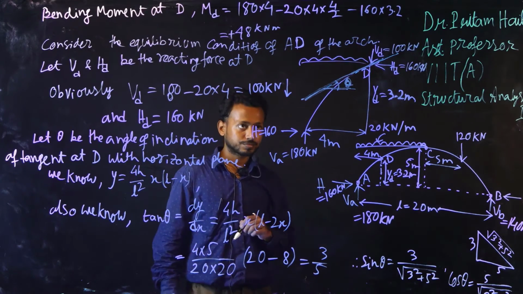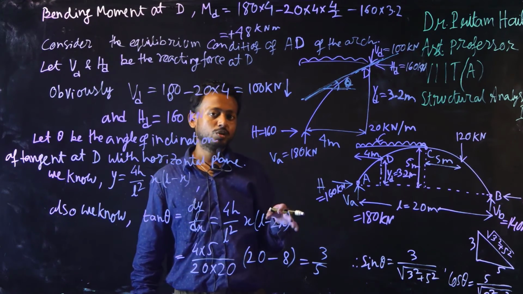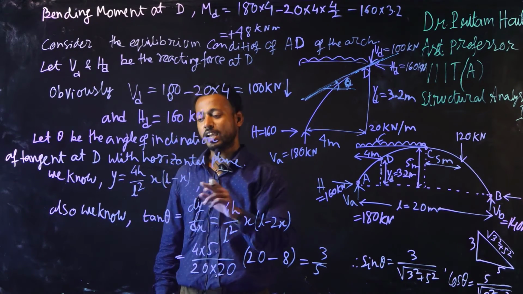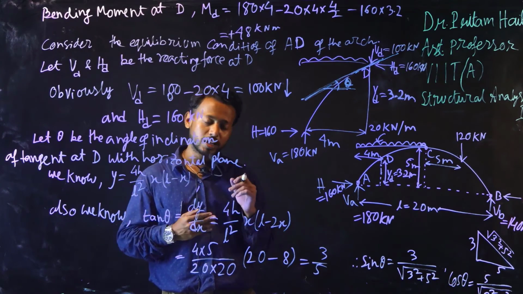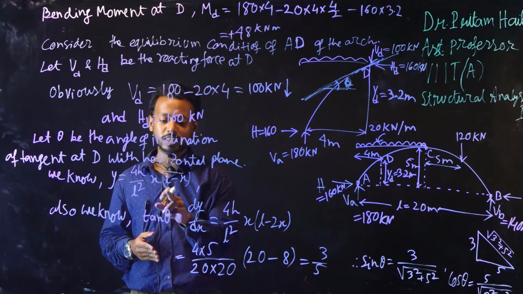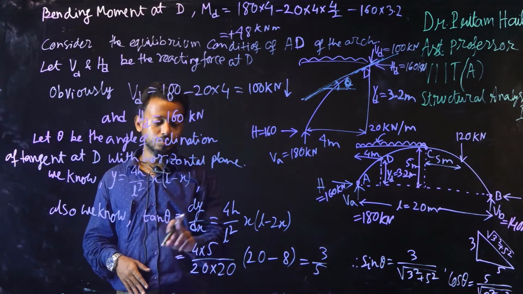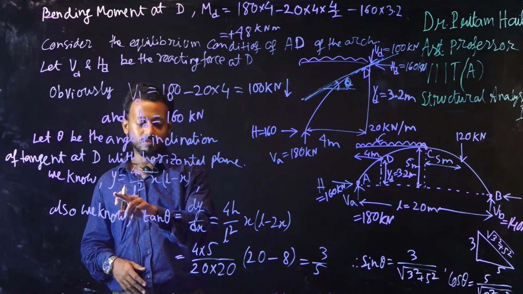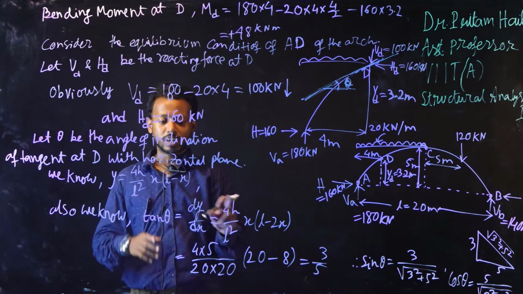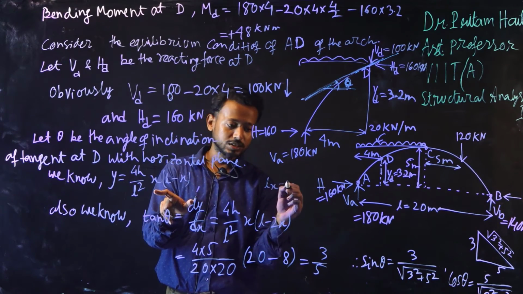So we have the tangent at point D. Now at any point, what is the vertical ordinate? We know y equals 4h by L square x into L minus x, and also we know tan theta equals dy dx. Again I am repeating, y equals 4h by L square x into L minus x is the ordinate at any point. Again we know tan theta equals dy dx. So if we do the derivative of this function with respect to x, this 4h by L square will come out, and this function we have to differentiate. So this is nothing but Lx minus x square.